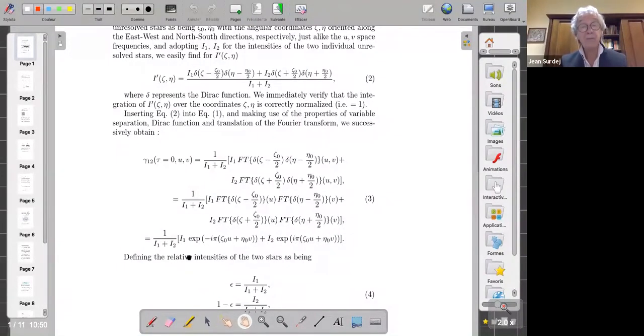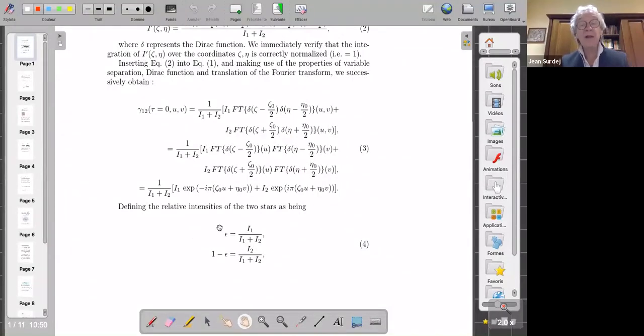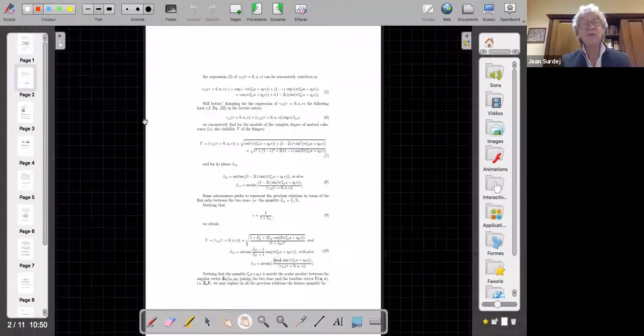Now we define the relative intensities of the two stars as being, for the first one, I1 divided by the summation of the two, and for the second one, I2 divided by the summation of the two intensities. Now I jump to the second page and I zoom a little bit.